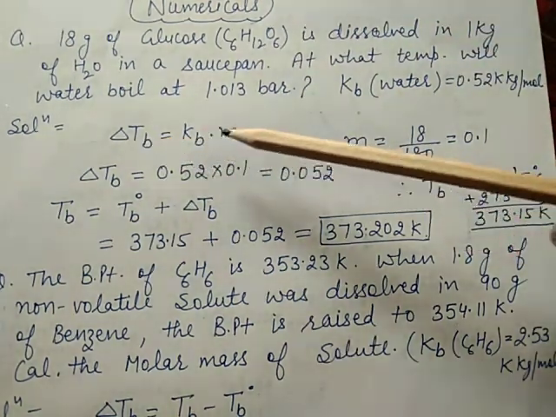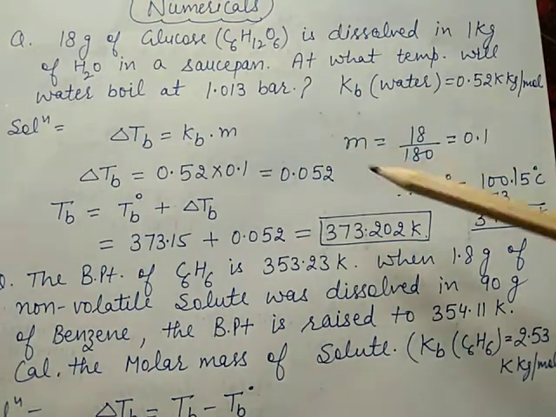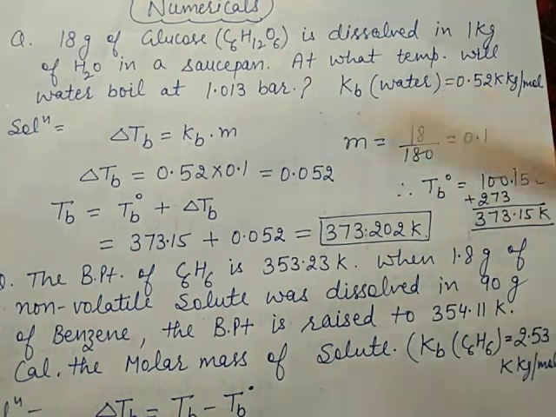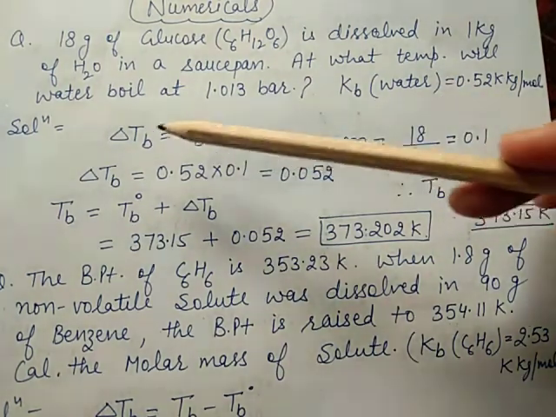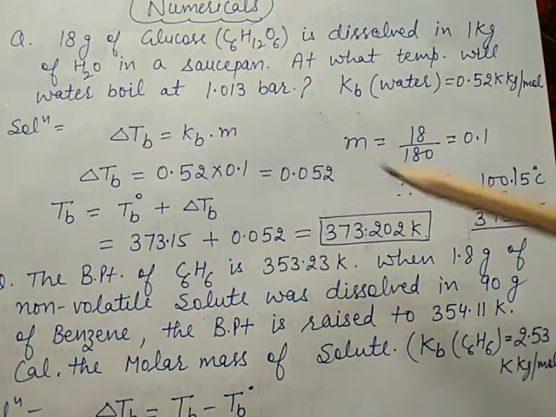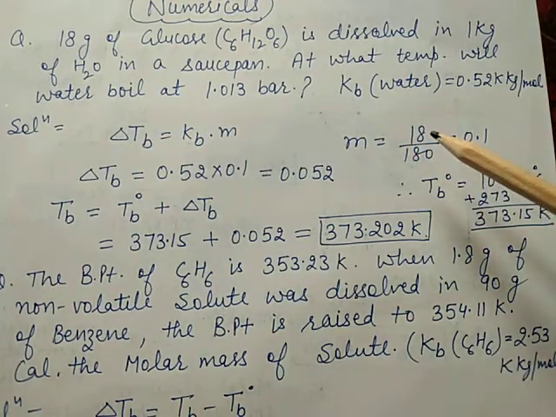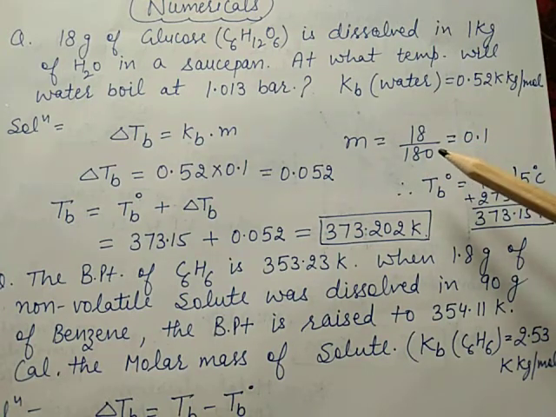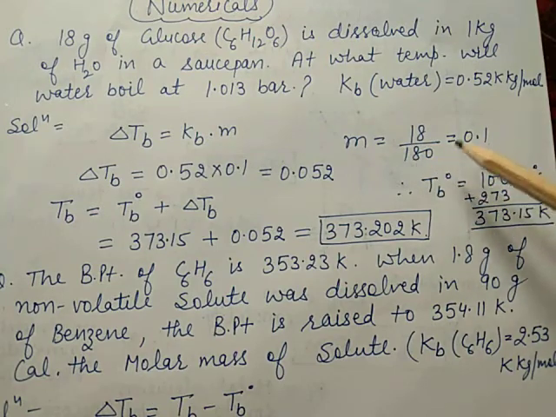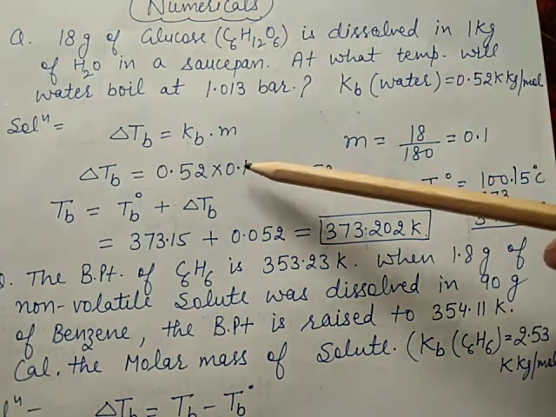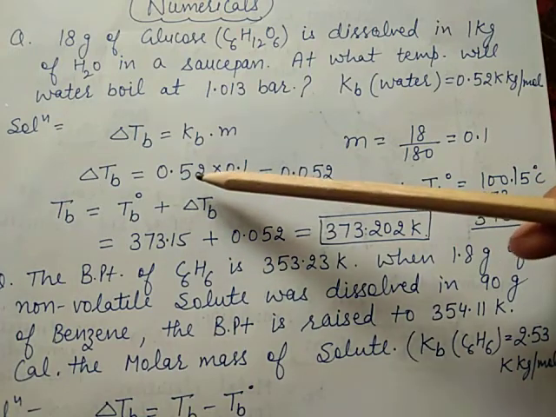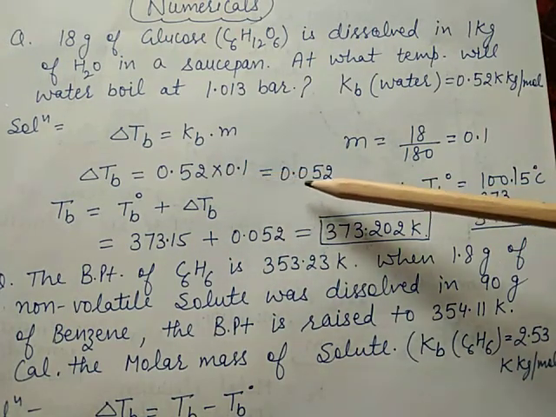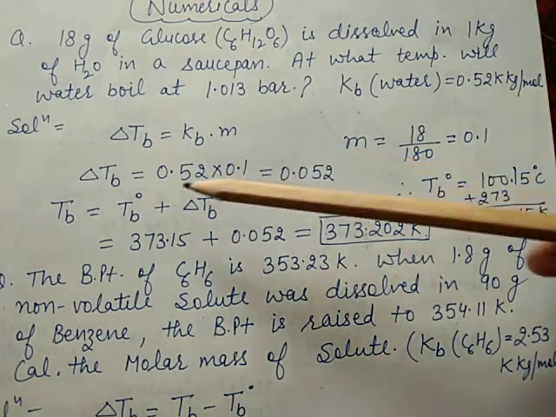Delta Tb is equal to Kb into m. First of all we calculate the molality because the Kb value is given. Then we calculate delta Tb. Molality is the number of moles of solute present per kg of solvent. 18 divided by 180 is equal to 0.1. So delta Tb is 0.52 multiplied by 0.1, that is 0.052.